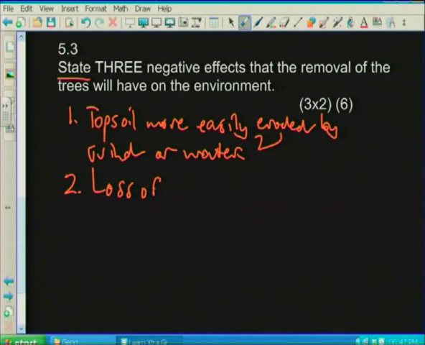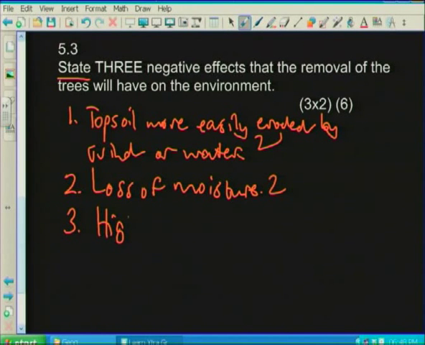Question 2, or second point rather, because we're looking at 3 negative effects here. There will be a loss of soil moisture. Remember, if the trees are being chopped down, not only are the roots being taken out and the soil is going to be compromised to erosion, but the fact that the canopy of the trees is now also gone means that there's more sunlight. So there's more evaporation and the soil moisture is going to be decreased.